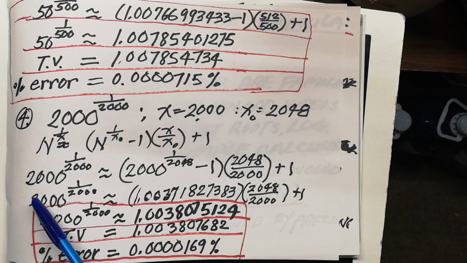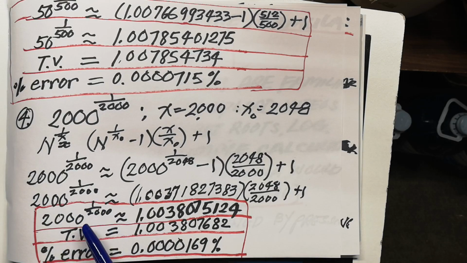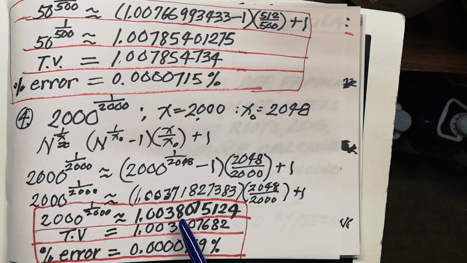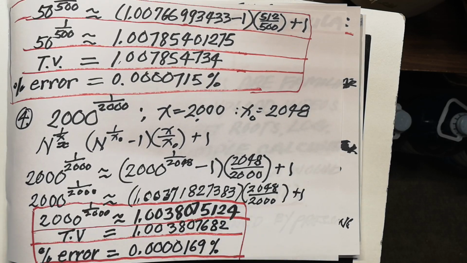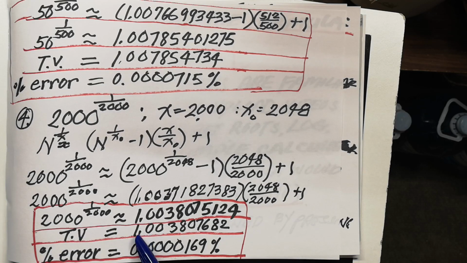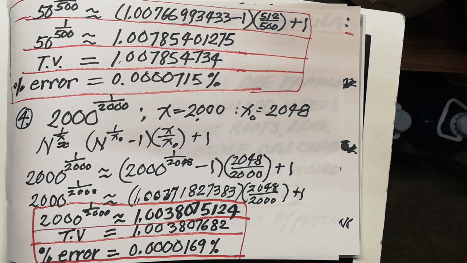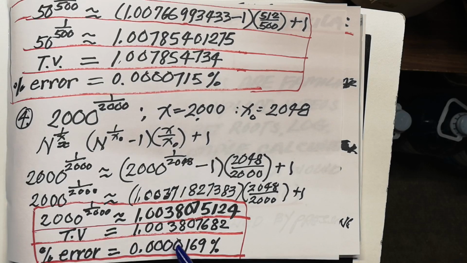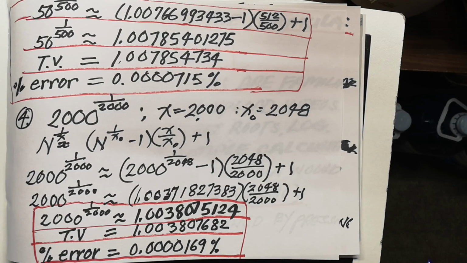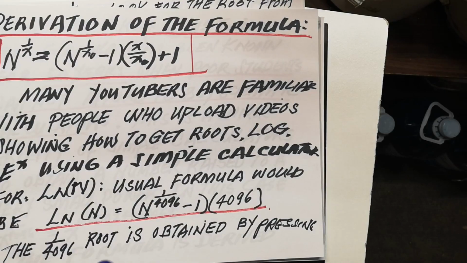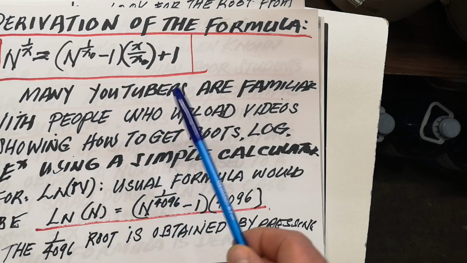So simplifying, we get 2000 raised to the 1 over 2000 approximately equal to 1.00380751124. And from the scientific calculator, true value is this one, 1.00380761682. And the error made is 0.0000169%. I'll show you how the formula was derived.